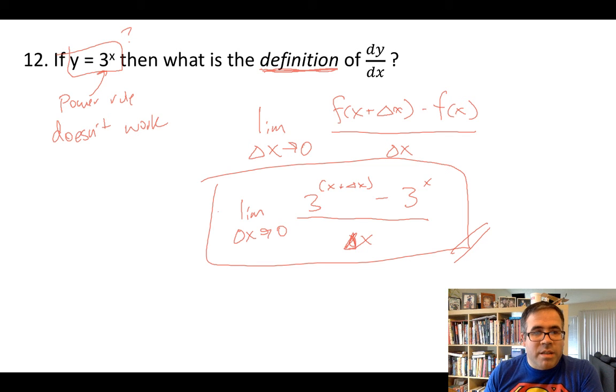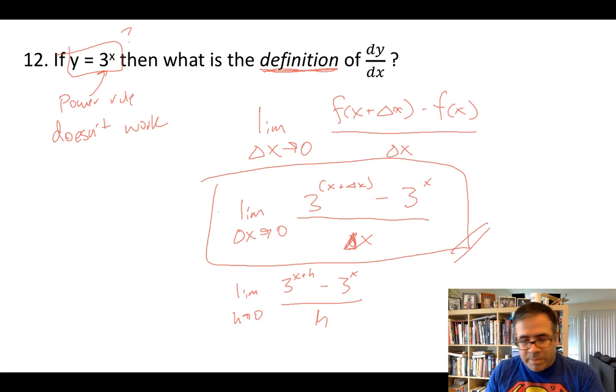So you could have the mathematically identical limit as h goes to 0 of 3 to the x plus h minus 3 to the x all over h. That's fine. I'm happy there. But you need to be able to recognize that form.